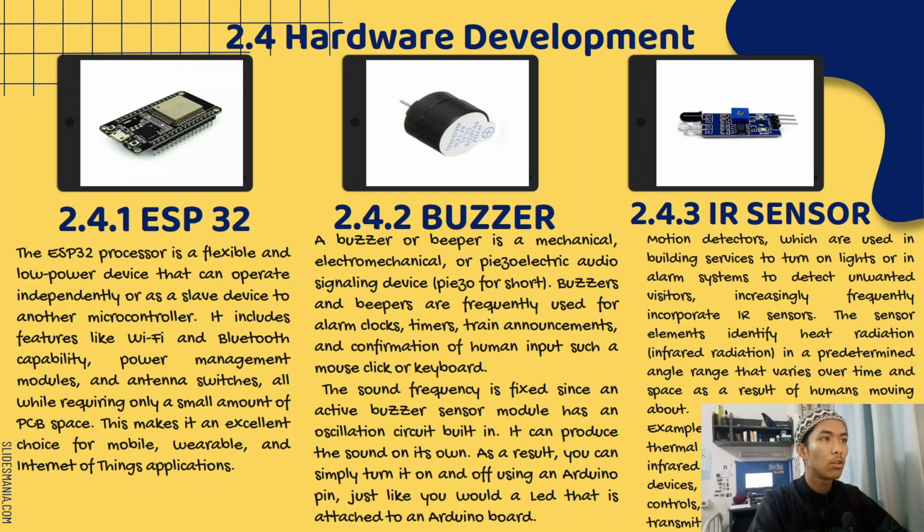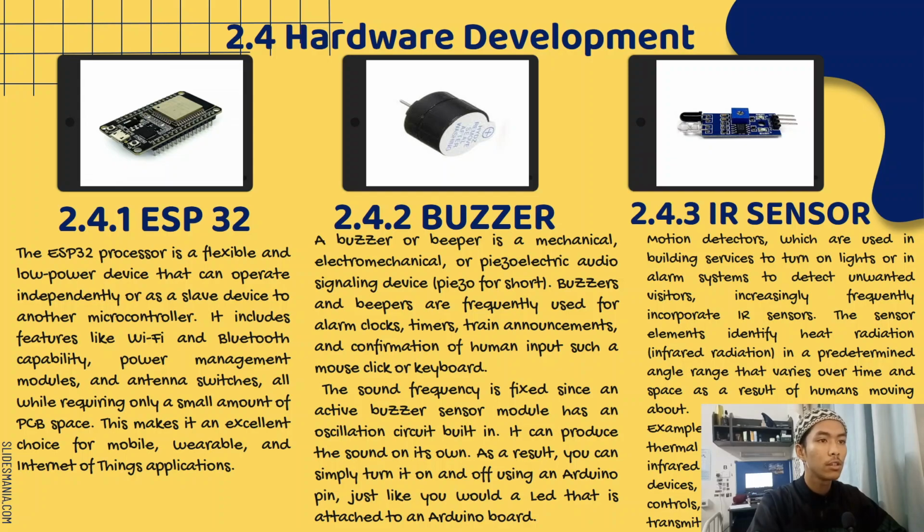Okay, next for hardware development, we use ESP32. Second, buzzer. Third is IR sensor. ESP32 processor is a flexible and low power device that can operate independently or as a slave device to another microcontroller. Buzzer is a mechanical, electromechanical, or piezoelectric audio signaling device.